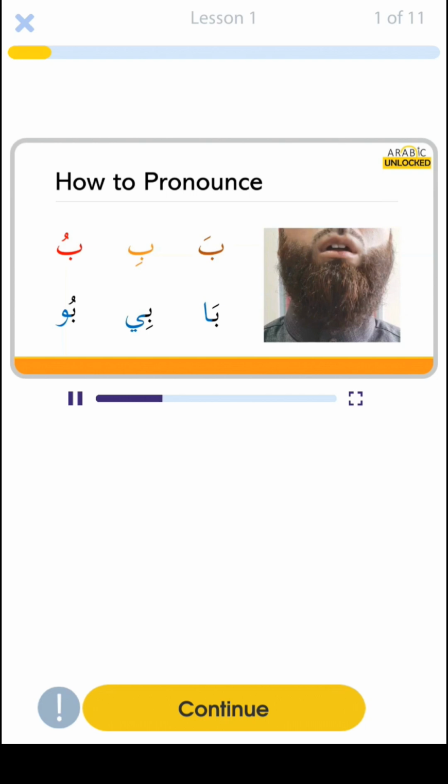Whilst the sound of the short vowel dhamma, which is also above the Ba but is a curly shape, is made by puckering the lips and making an U sound, Bu. The sound of the long vowels are made in the same way, but the sound is elongated and stretched. So with the alif, it makes the sound Ba. With the ya, it makes the sound Bi. And with the waw, it makes the sound Bu.